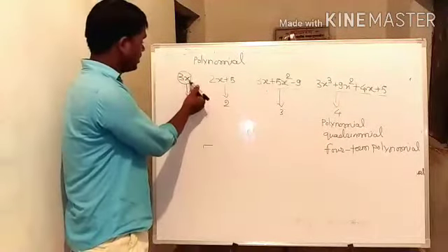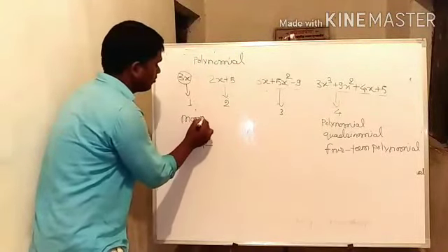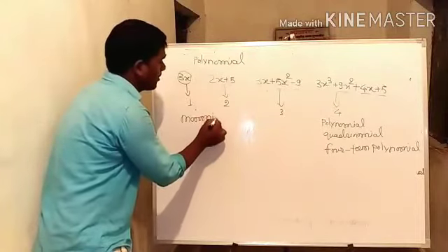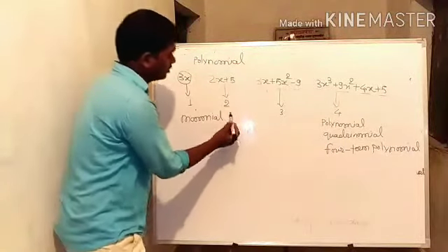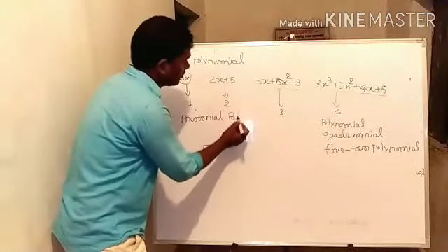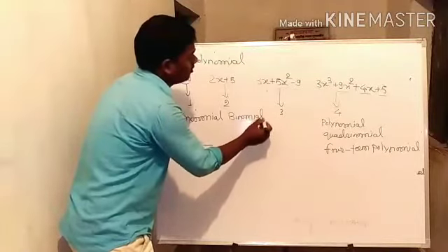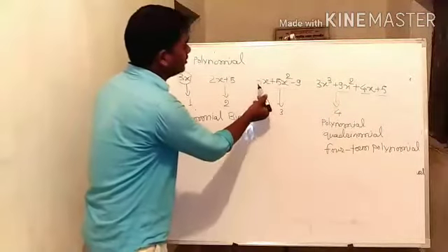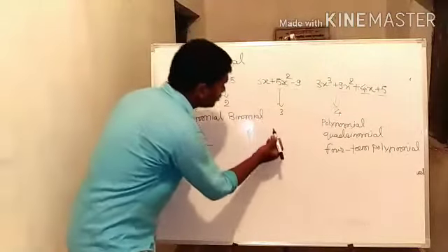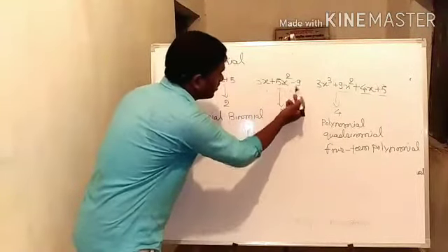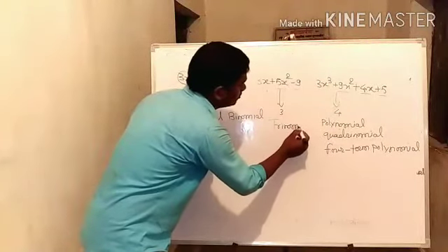Here in this 3x, only 1 term. So 3x is a monomial. 2x plus 5 has 2 terms, so it is known as binomial. And 3x plus 5x square minus 9 has 3 terms, so it is known as trinomial.